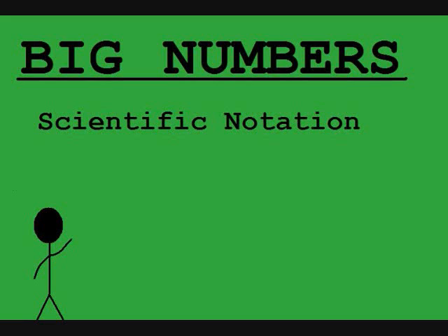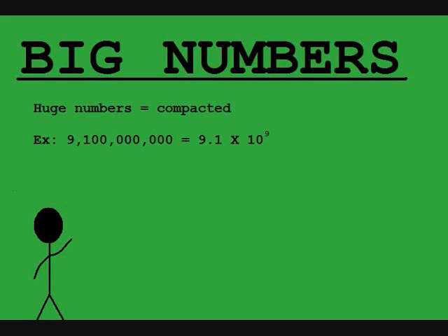Scientific notation. By using scientific notation, you can take huge numbers and squeeze them into a more compacted version. Like, for example, you have 9,100,000,000. You can change that into 9.1 times 10 to the 9th power.